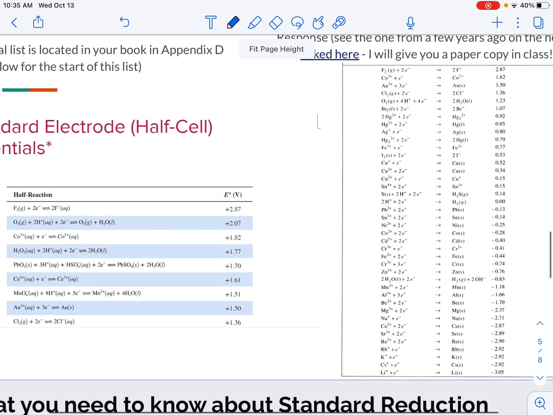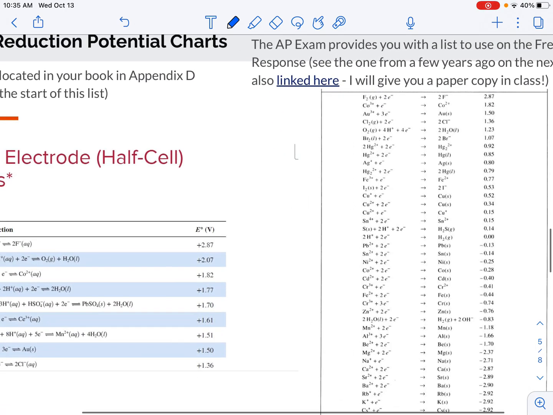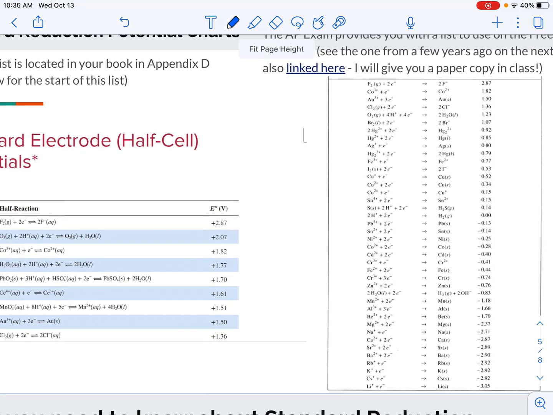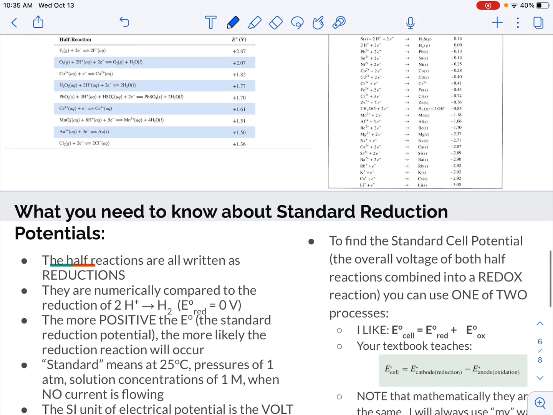It's in Appendix D, or this is a sample, and I'll give you a paper copy of it, of the one from a few years ago on the AP exam, and they change it a little bit every year. It's also linked here, which you won't be able to click on in the video, but I will make sure that I link this presentation so that you can see it and kind of go from there. So if you need a second copy, it will be linked for you.